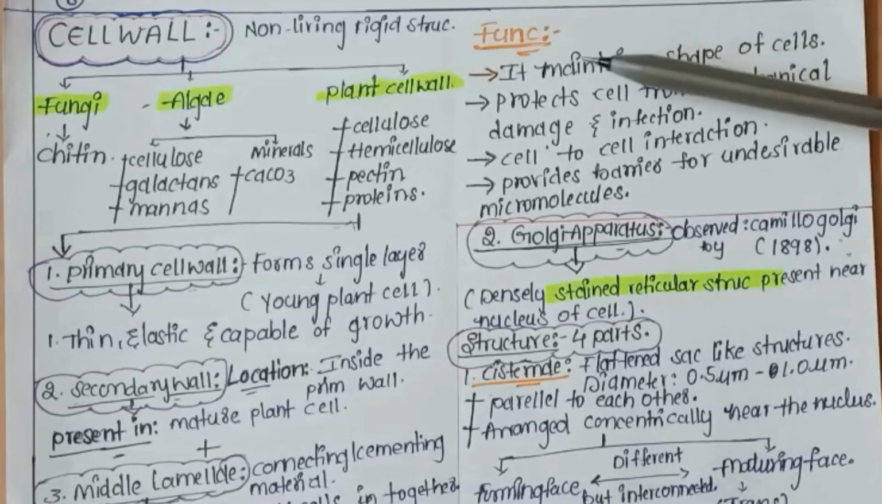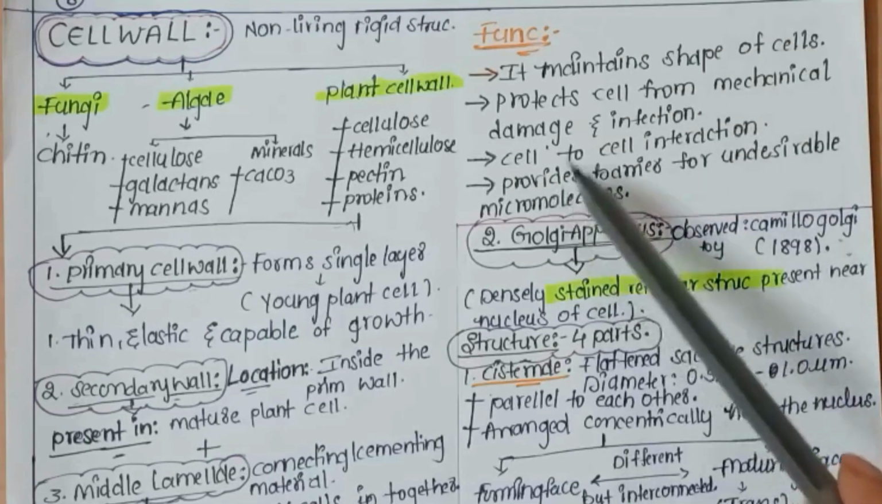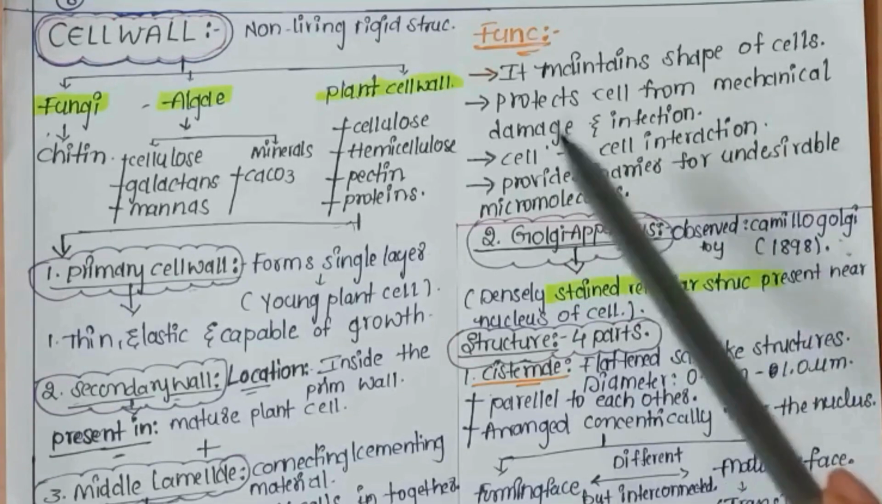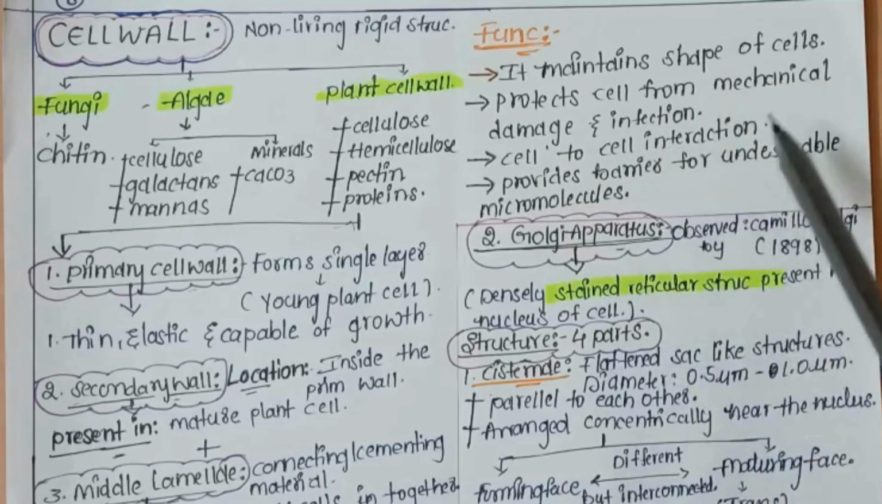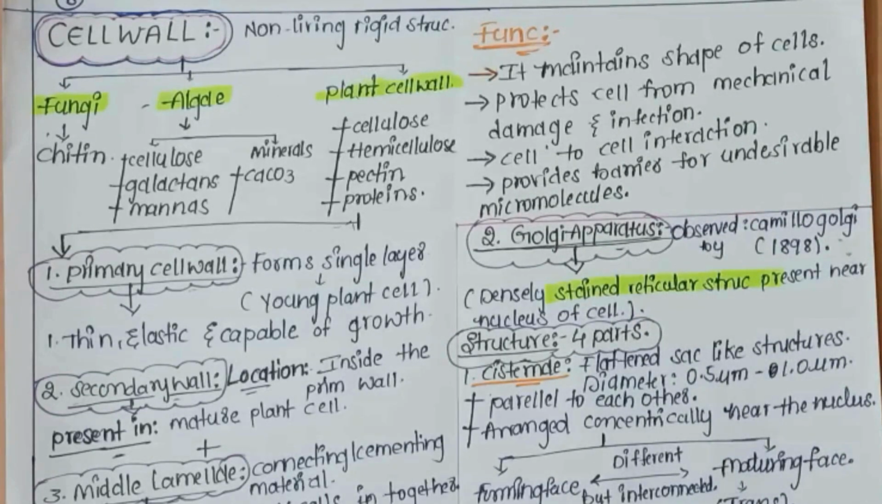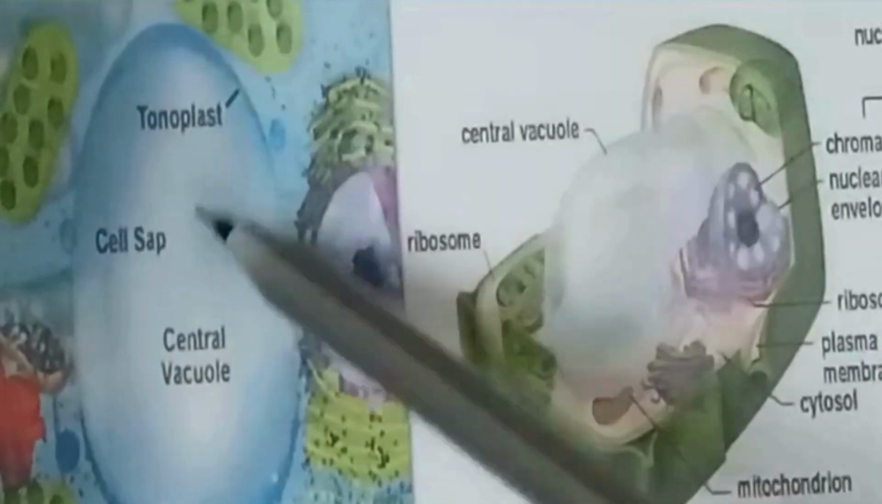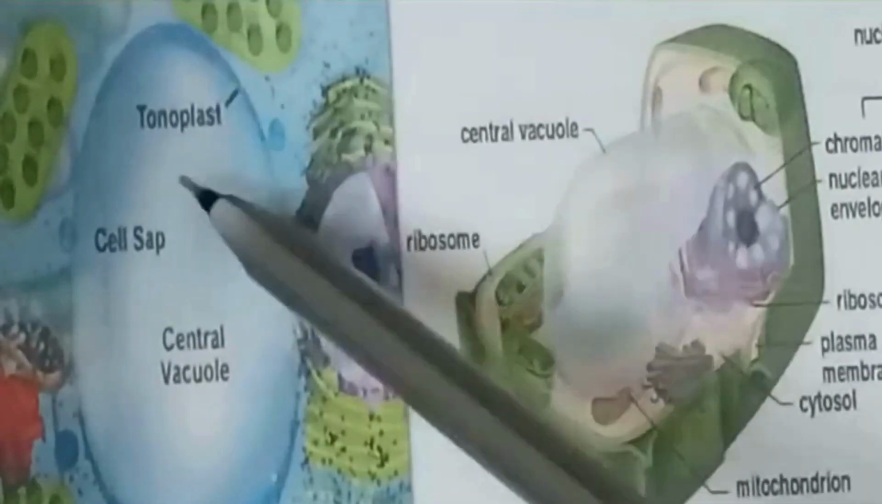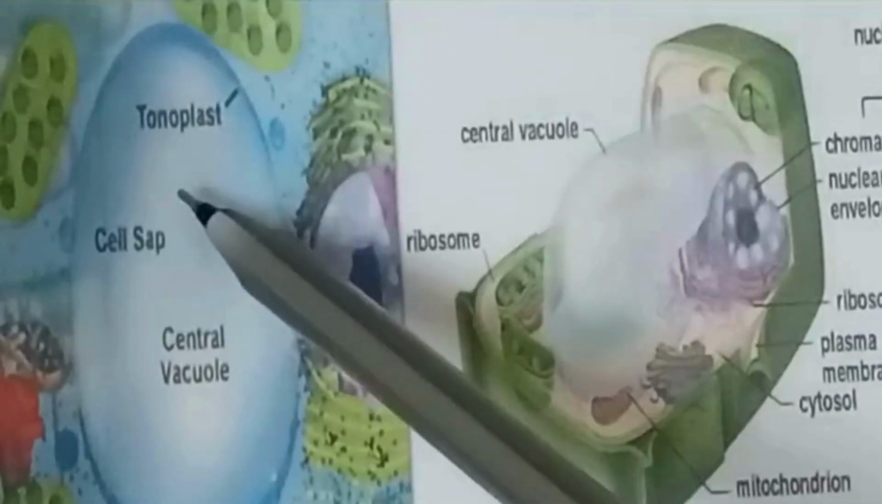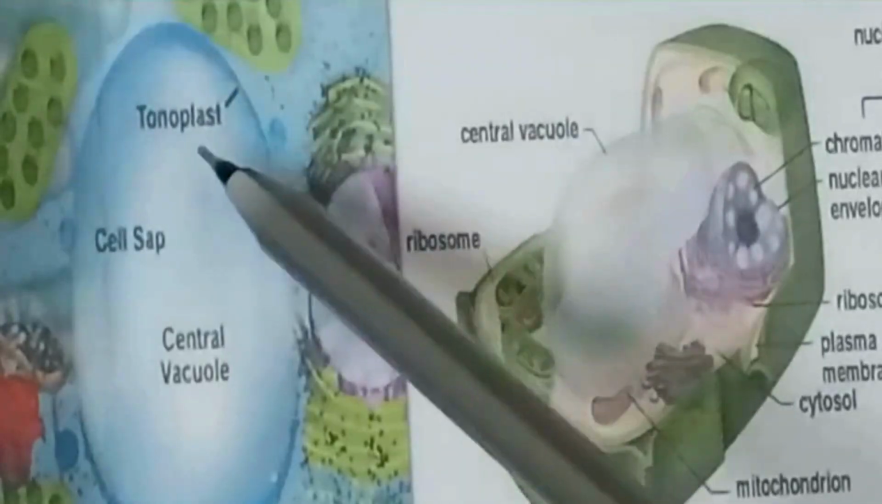Coming to the functions of the cell wall, it maintains the shape of cells and protects the cell from mechanical damage and infection, and it provides cell to cell interaction, and it provides a barrier for undesirable macromolecules. Let's discuss the vacuole. It is present in both plant and animal cells, but in plant cells it occupies a large volume, up to 90% of the volume of the cell.